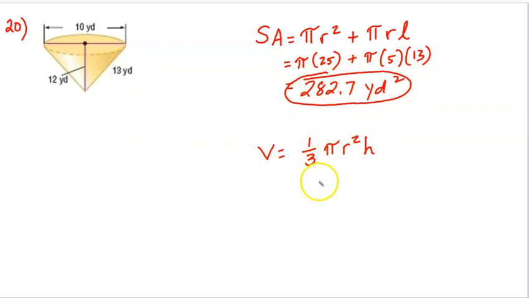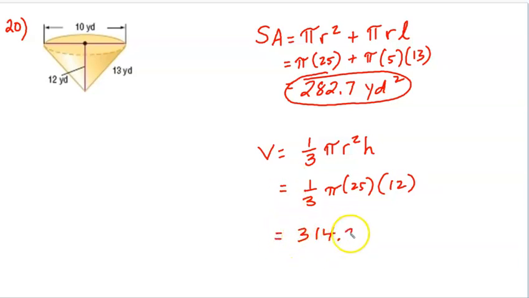All right, and volume, the formula is given. The radius is 5, so that's going to be 25. Now this is the height of the solid, and that's pictured here as 12. So you could do 25 times 12 times pi, and then divide all that by 3. To the nearest tenth, that is 314.2 cubic yards.